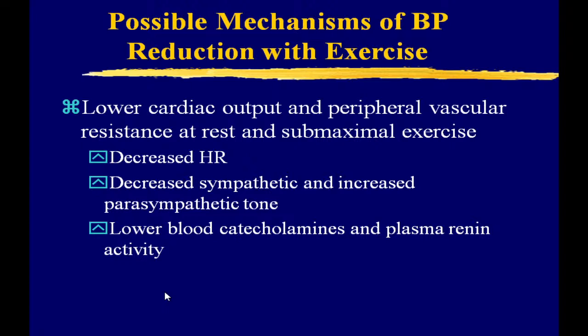Lower cardiac output and peripheral vascular resistance at rest and submaximal exercise. You can see that there is decreased sympathetic and increased parasympathetic tone. That's systematic physical training. If you remember, I said in a previous lecture, it stimulates functioning of the parasympathetic nervous system. And you know what is the effect of the parasympathetic nervous system on the vessels? It's vasodilation. How about the heart? It's a negative inotropic effect, an effect which decreases intensity of heart contraction, and as a result it helps normalize blood pressure.